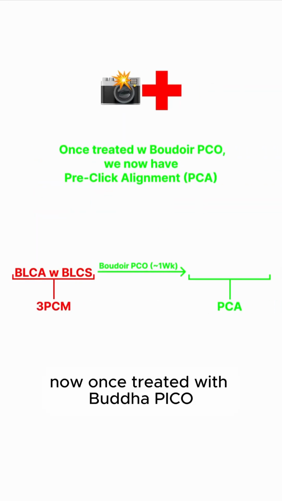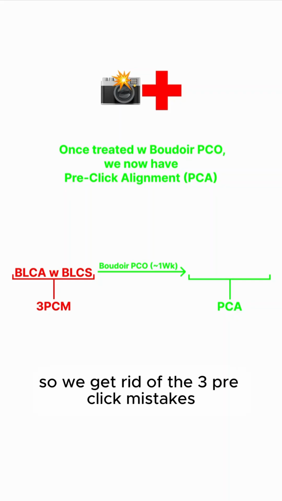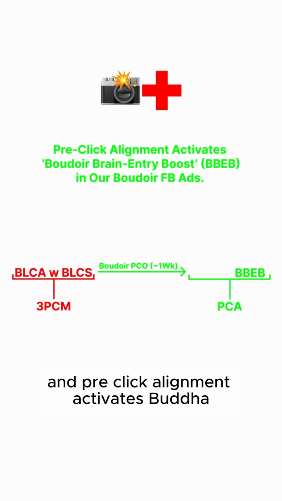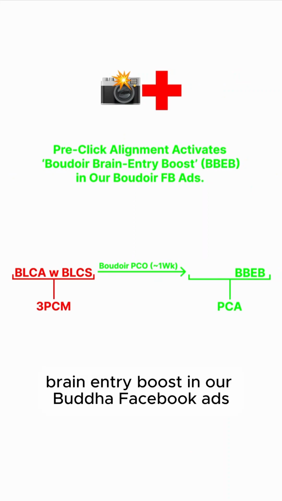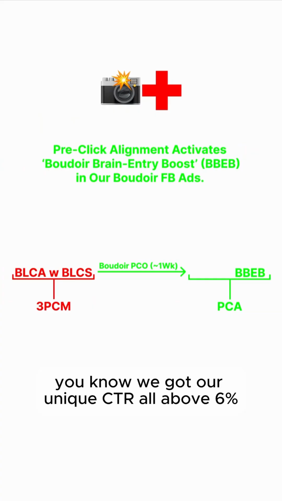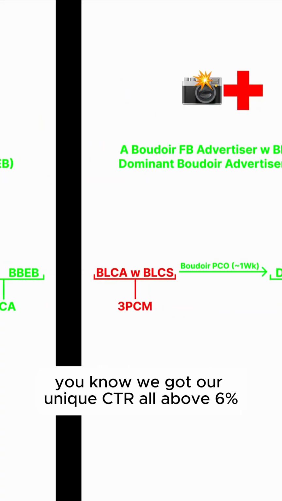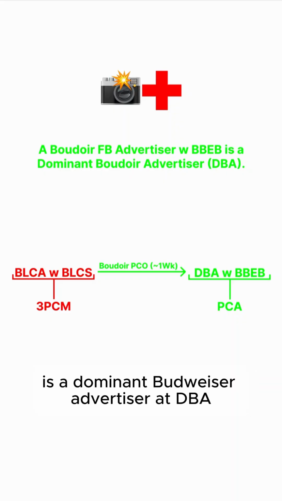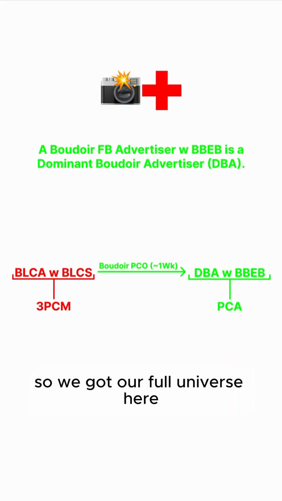Now, once treated with boudoir Pico, we now have pre-click alignment. So we get rid of the 3 pre-click mistakes, and we now have pre-click alignment. And pre-click alignment activates boudoir brain entry boost in our boudoir Facebook ads. And this is basically we got our unique CTR all above 6%. And a boudoir Facebook advertiser with boudoir brain entry boost is a dominant boudoir advertiser, a DBA.